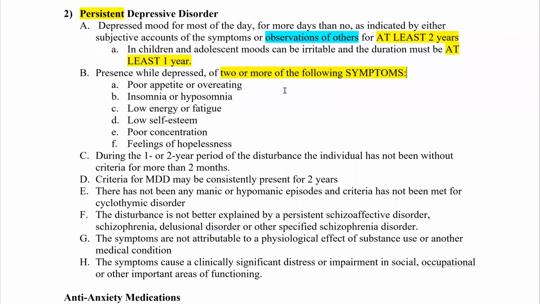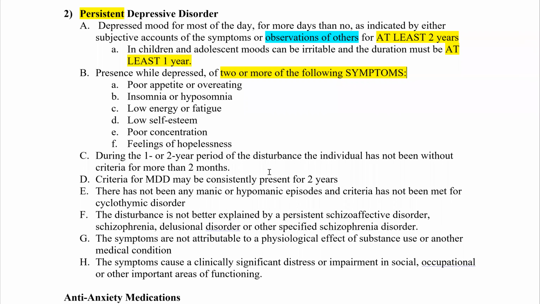So they have to have 2 or more of the following symptoms for at least 2 years for adults or 1 year longer for children: poor appetite or overeating, insomnia, so not sleeping, or hypersomnia, oversleeping, low energy or fatigue, low self-esteem, poor concentration, and feelings of hopelessness. And those are going to be similar symptoms to major depressive disorder, but not as specific because if something persists over time, it's going to be less definable.